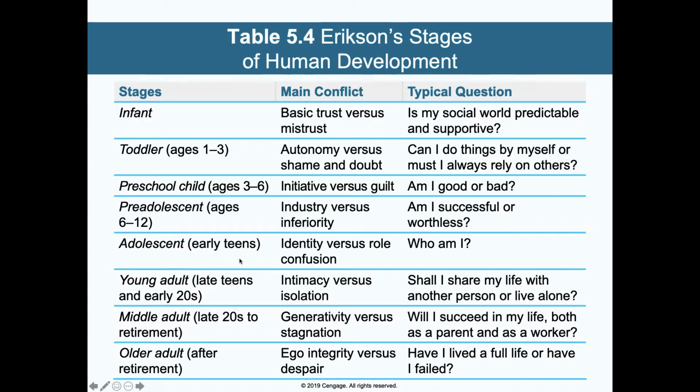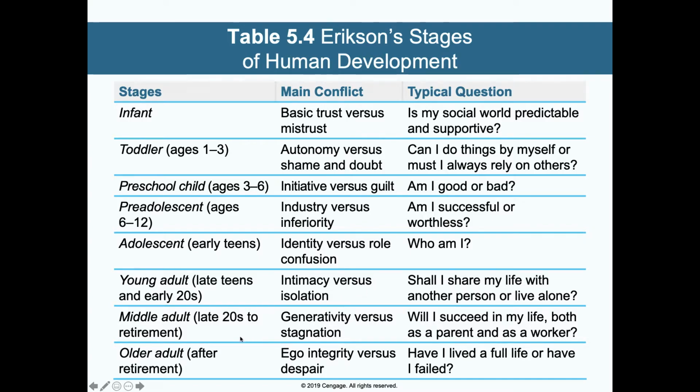Adolescent is in the early teens. So again, 13, 14, 15, 16, maybe 17. They have this identity versus role confusion. It's where they're trying to figure out, who am I? There is a whole slide that talks about the identity development piece, which we'll get to in a few minutes, so keep that one on your radar. And then we have young adults, which is late teens, 18, 19, into the early 20s, where the conflict is intimacy versus isolation, meaning should I share my life with another person or live alone? This is the biggest time for that.